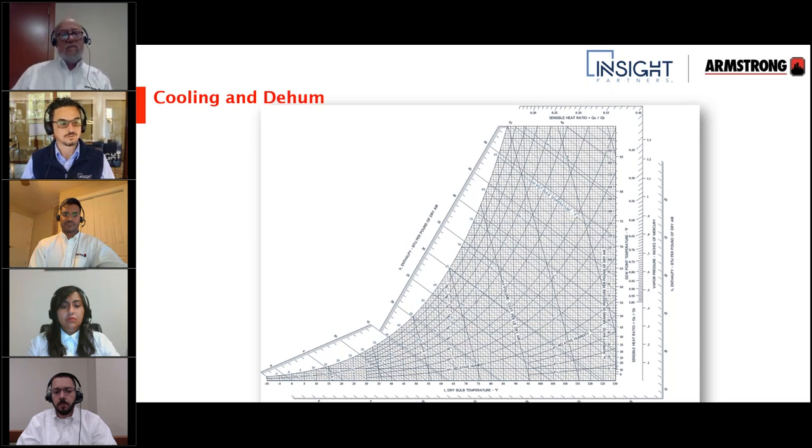So rarely are we moving in a straight up or down or right to left line. Sometimes when you're just heating, that's just a left to right line. But let's look at cooling and dehumidification to see what that would look like if we were doing that together. So again, cooling looks like this.